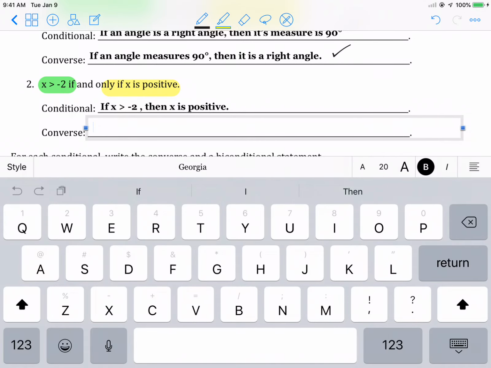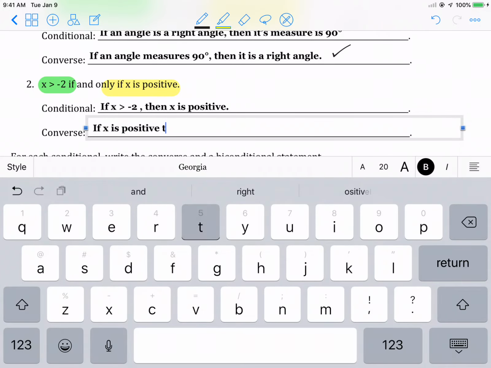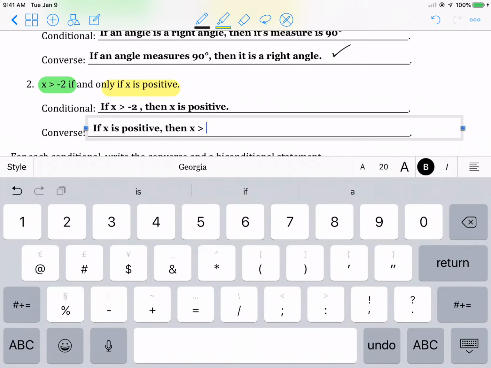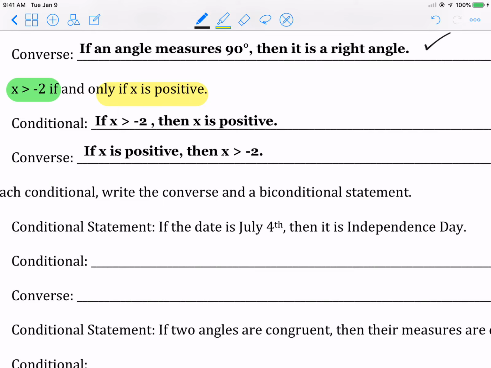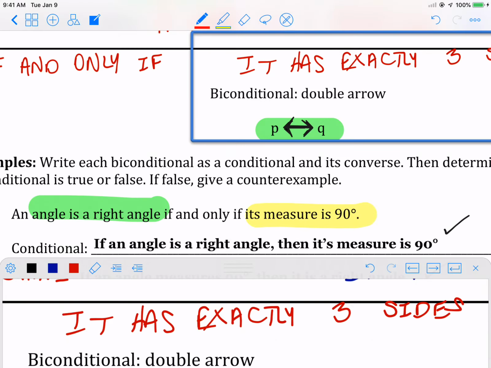Let's see on the converse. If x is positive, then x is greater than -2. Now that one looks pretty good. So our converse, if x is positive, then x is greater than -2. Now that's a true statement. That is going to be absolutely correct. That guy's okay, because no matter what x is, if it's positive it's always going to be greater than -2. But our first one, if x is greater than -2, then it's positive, isn't quite correct.